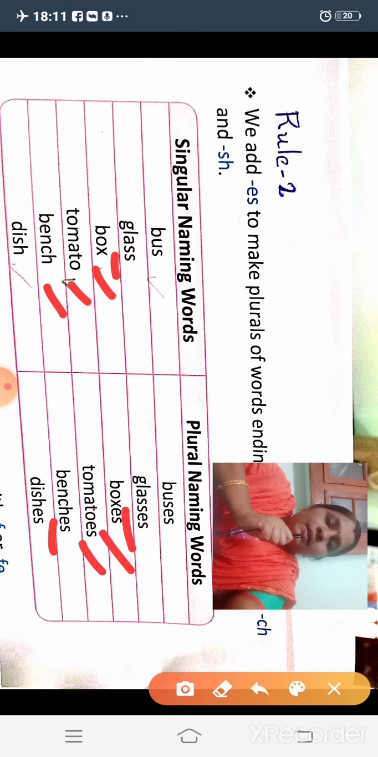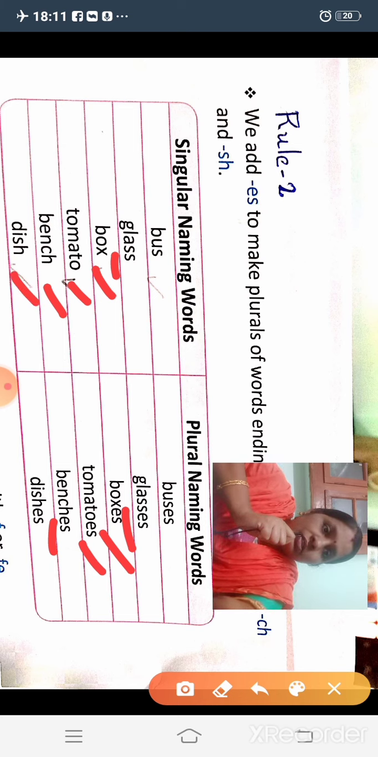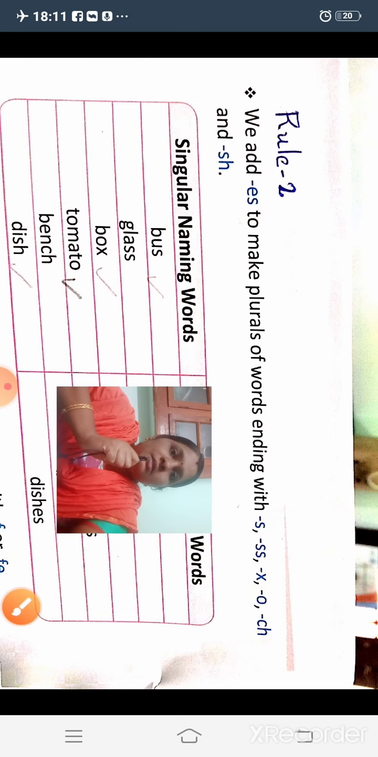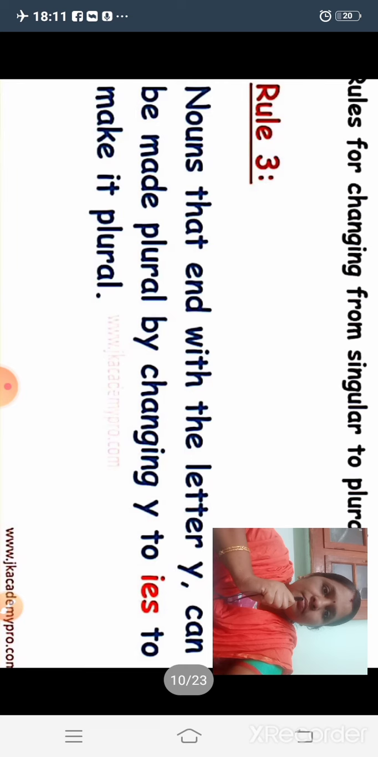Then look at the next word, dish. Dish is a word that ends with the letters sh. So we added es at the end to make it into plural form. So that is the rule: add es to make plurals of words ending with s, ss, x, o, ch and sh. Okay, shall we move on to the next rule?